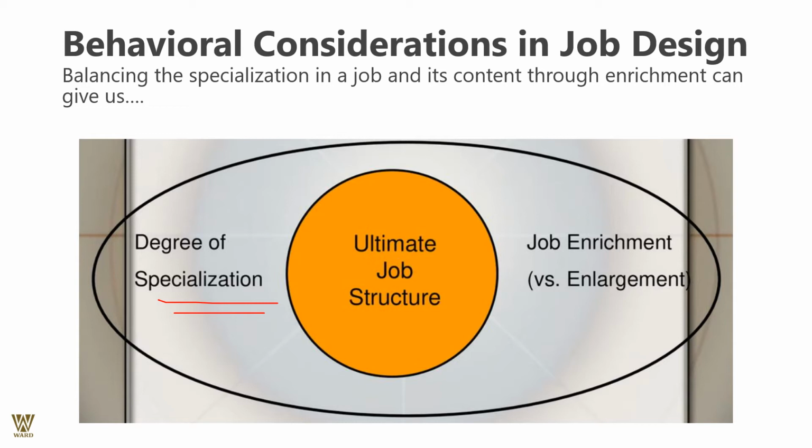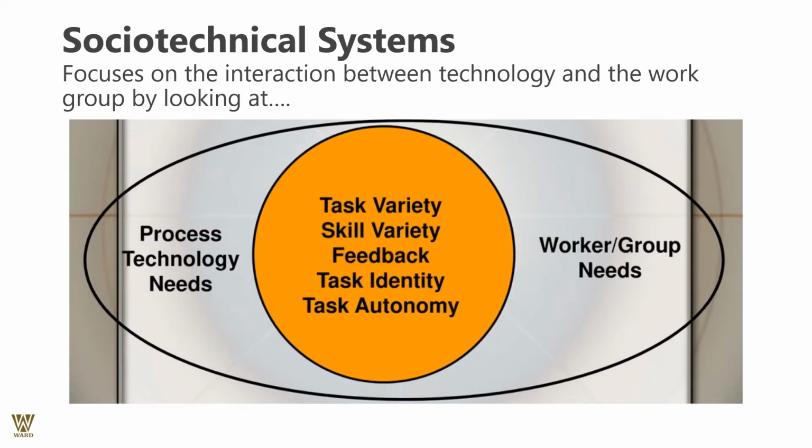Similarly, there is something called job enrichment versus job enlargement. Remember, job enlargement is wide in nature and job enrichment is vertical in nature. So you do the job of a supervisor, you do the job of a manager, you do the job of, let's say, a director. So this is all about enrichment. But when you're doing a job for production, probably for inventory, for control, for quality, you're just doing an enlargement of the job. So the ultimate job structure is all about specializations, enrichment and enlargement. So balancing these specializations in its content is what we are looking at as far as behavioral consideration is concerned.